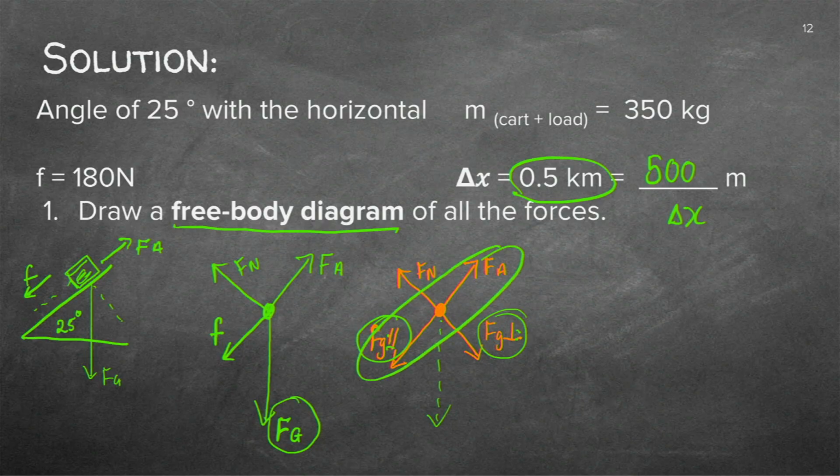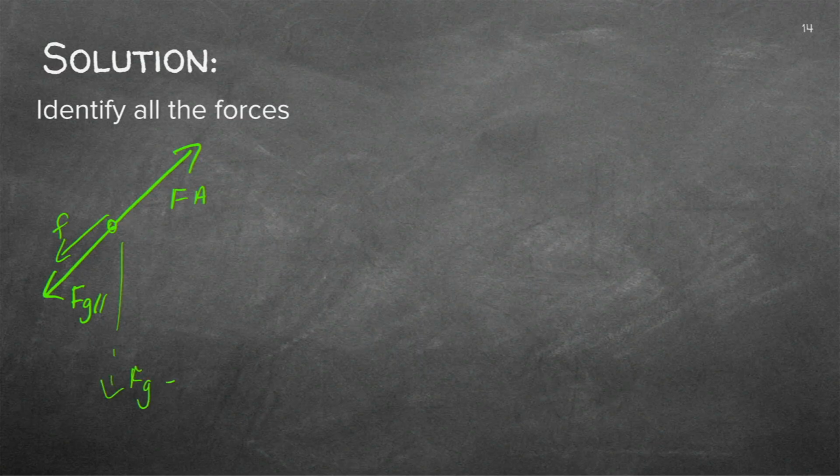So let's work with the gravitational component downwards. You know it's that one. I've got my friction downwards, and that's the applied force upwards. You sure that you can do that? Because you've got the value of this component. So let's do that first.